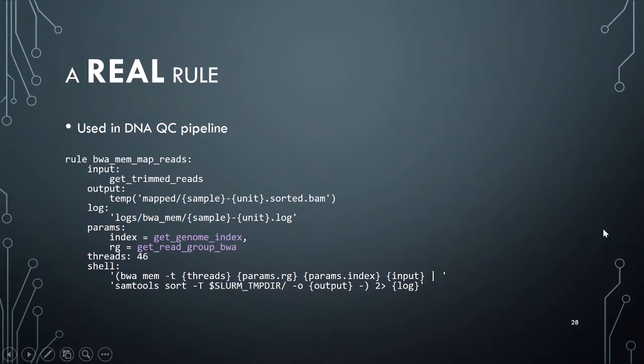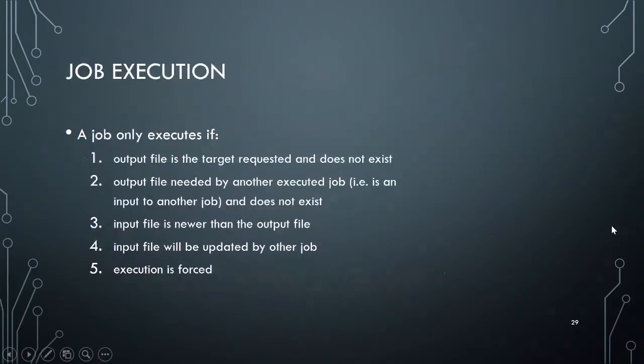So, to go through how job execution works for Snakemake: job execution happens only if the output file is the requested target and does not exist. What that means is, if you have input files and the output files don't exist based on a rule that's part of your Snakemake pipeline, it will create those outputs by running through that rule.